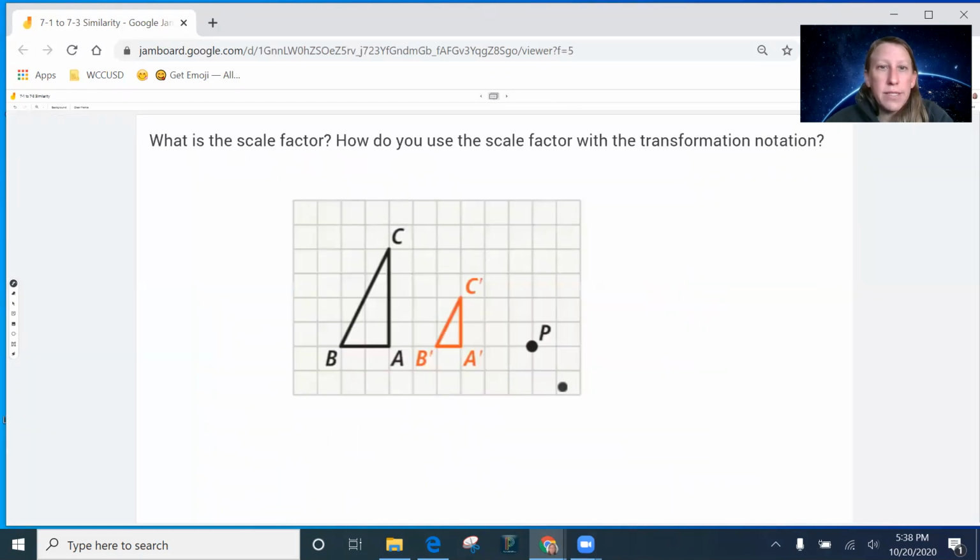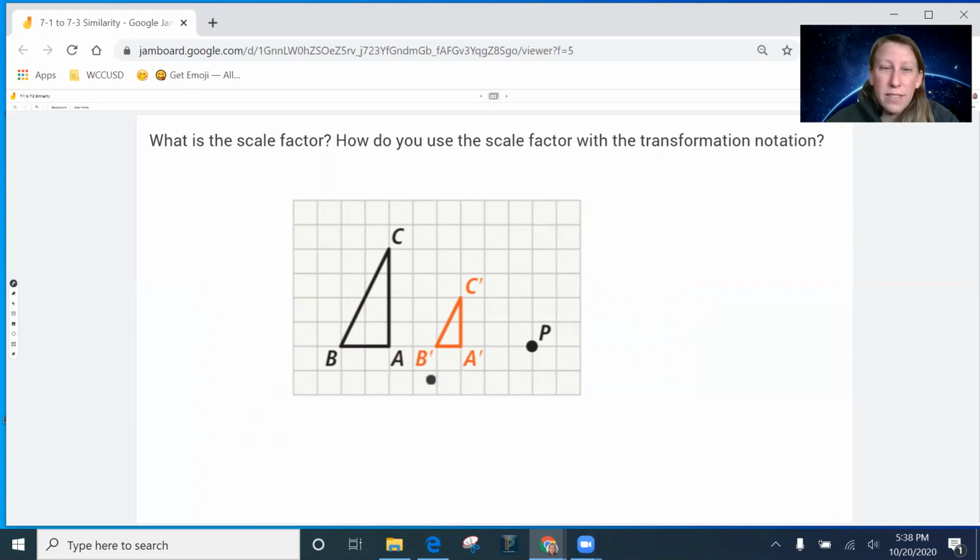Let's apply it. What's the scale factor here? And how would you use the scale factor with the transformation notation? So first of all, what do you think? Which one's the original and which one's the image? That's important for a dilation. So we can look at the relationship between the two triangles. How much smaller is this one? Or how much bigger is this one?